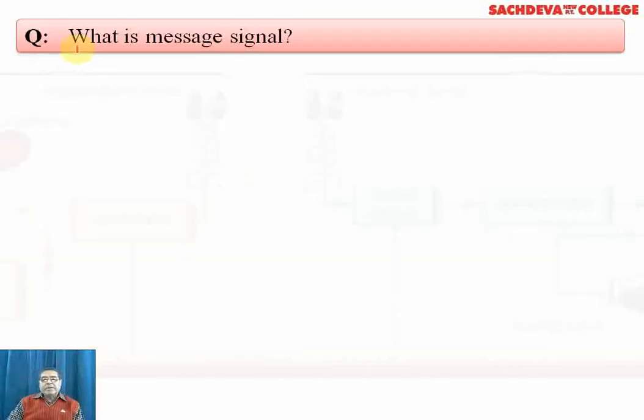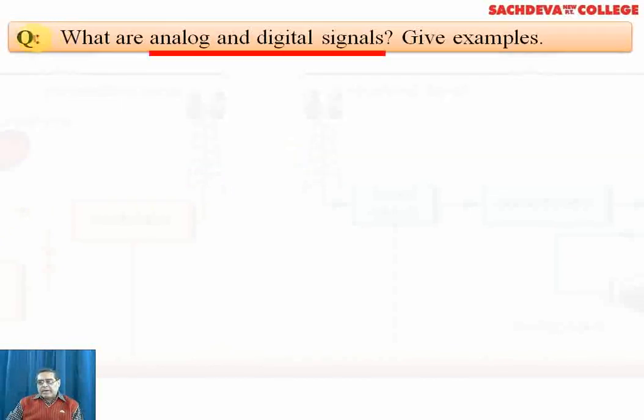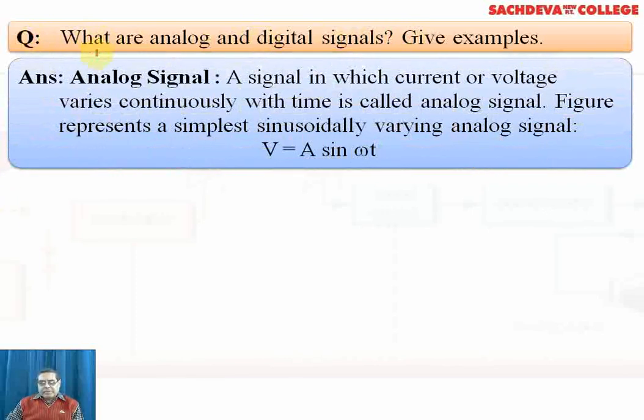Well, our next explanation is about the message signal. Now, how do we explain the message signal? It is defined as a single valued function of time that conveys the information and which, at every instant of time, takes a unique value. Signals can be analog or digital. Now, what are analog and digital signals? We have to clarify and give some examples.